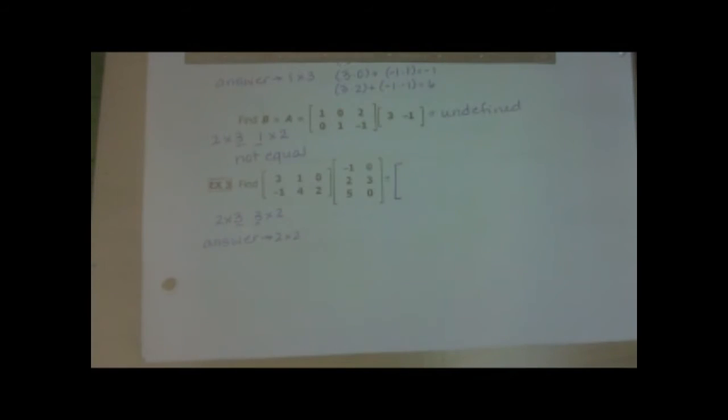So I'm making a little bit bigger bracket this time. First of all, a 2 by 2 has 4 calculations in it because it's got 4 numbers. So first of all, I'm taking this row times this column. So I've got 3 times negative 1 plus 1 times 2 plus 0 times 5. And that's negative 3 plus 2, and I think this gives me negative 1.